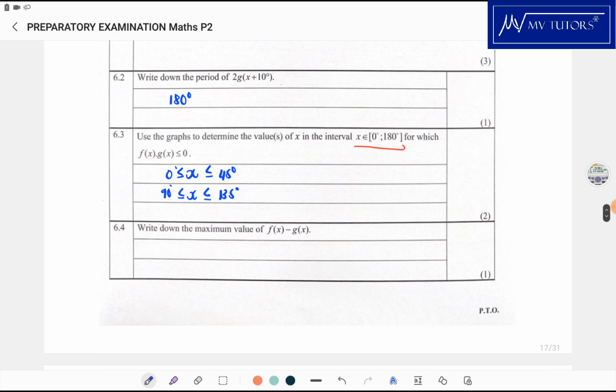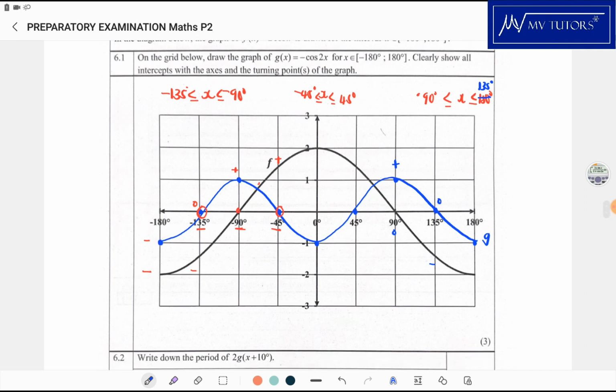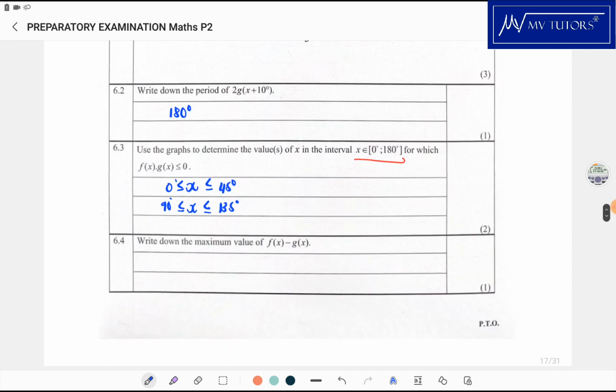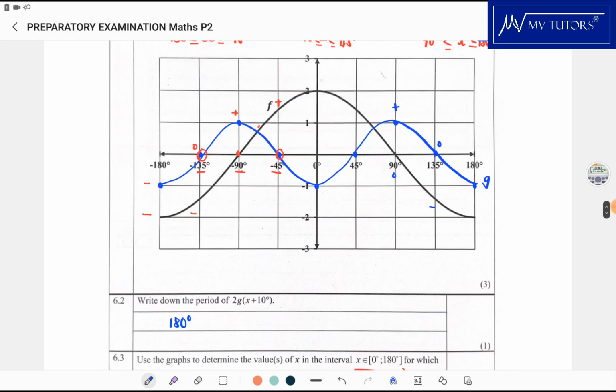And that's it. So now 6.4 says, write down the maximum value of f of x minus g of x. Okay, I didn't label the graph. So this is g, and that's f. So let's see, f of x minus g, the maximum value. I would say it's here because f is 2 and that is minus 1.